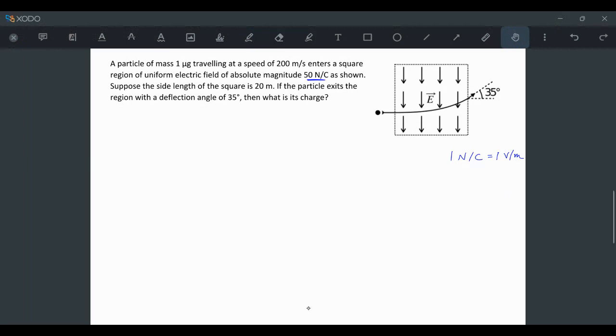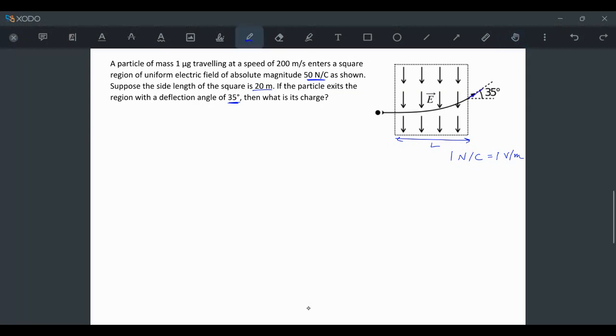Okay, so we have this uniform region of electric field. I'm going to call this side length L. We're told that L is 20 meters. And we're also told that the particle exits the region and has been deflected to an angle of 35 degrees. That's shown over here on the right-hand side. If that's the case, then what is the charge?